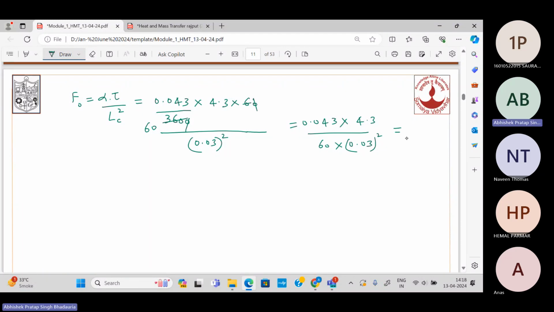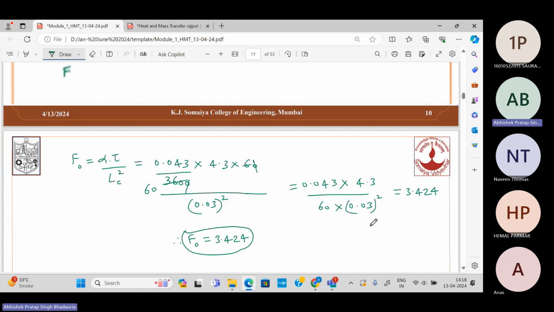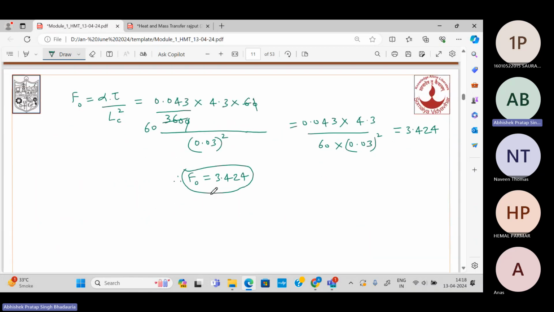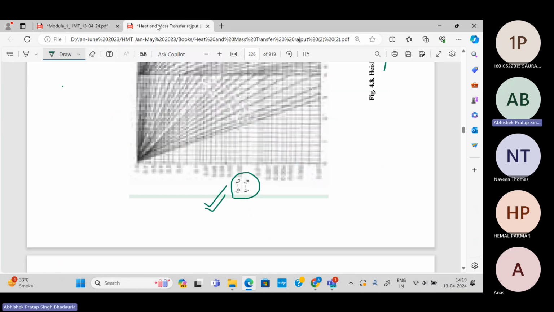Just calculate this. The calculated value of the Fourier number is 3.424. Okay, now we have the Fourier number, 3.424, and 1 upon Biot number is 6.06. Now let's use the Heisler chart.